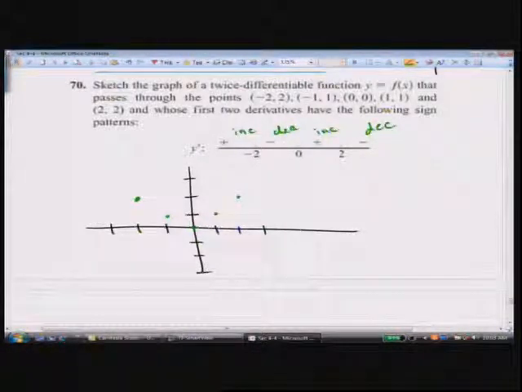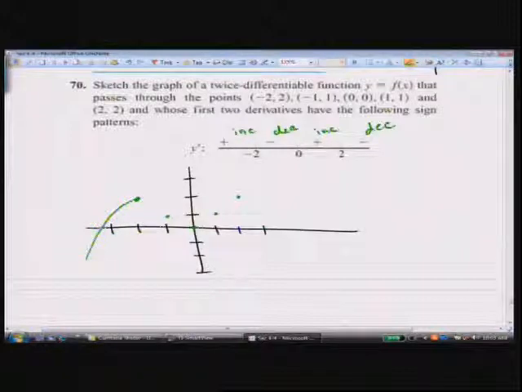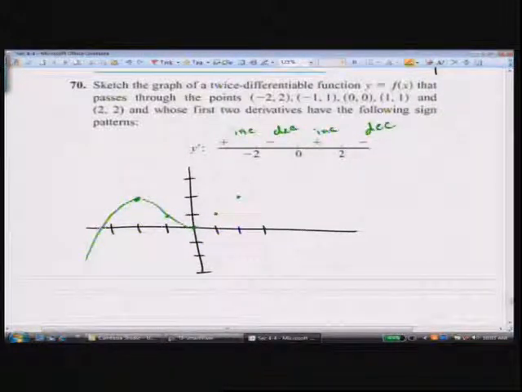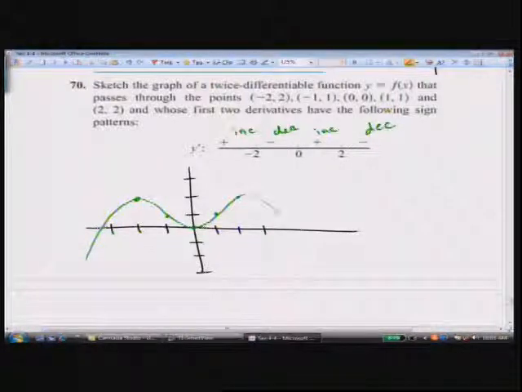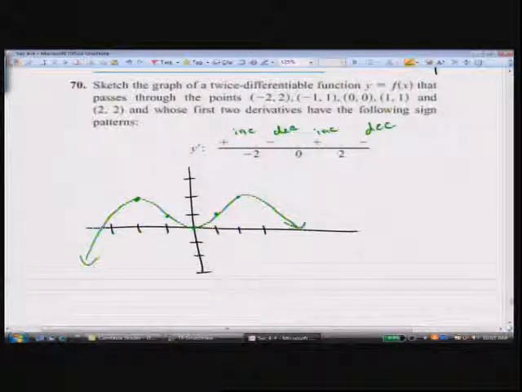Okay, it's increasing up to -2, okay? And between -2 and 0, it's decreasing. All right? And then at 0, it starts to increase again, and then at 2, it begins to decrease. Okay, so there is my cool function.